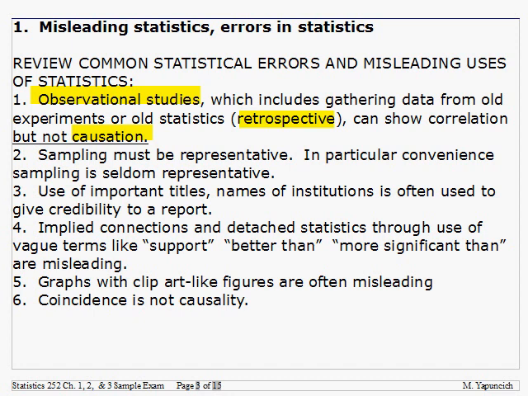All you're showing is that result gave it to you. And that goes right down here with number 6, which is my favorite. Coincidence is not causality. Important thing to know.